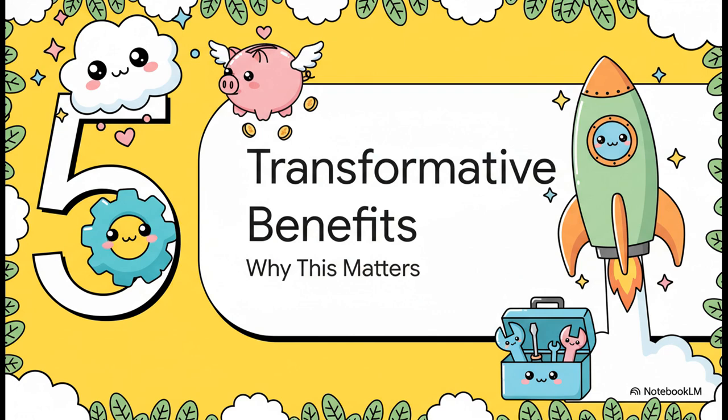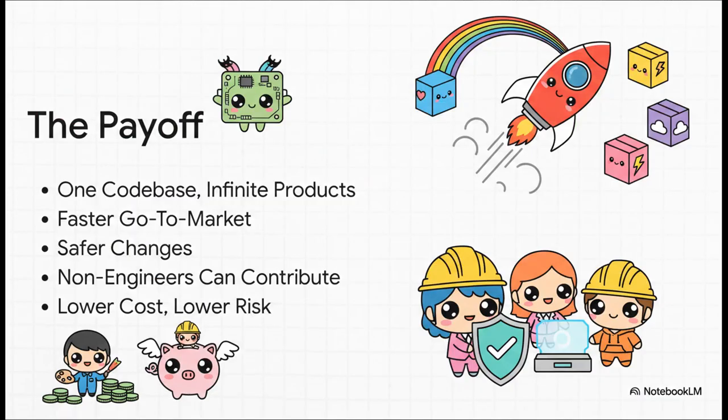So let's talk about the payoff. I mean, what are the truly transformative benefits you get when you adopt this kind of architecture? Why does this really matter? The benefits here are just huge. You get to maintain one clean, simple code base while creating what is essentially an infinite number of products. Your speed to market gets drastically faster. Your changes become way safer because they're decoupled from risky code deployments, and ultimately, yeah, it lowers your costs, it lowers your risk, and, this is a big one, it actually democratizes the whole process, allowing way more people on the team to contribute.